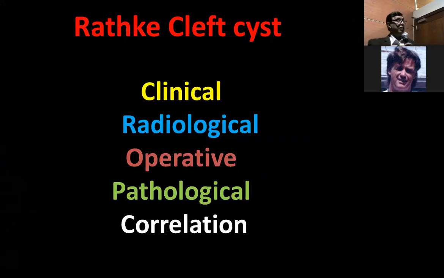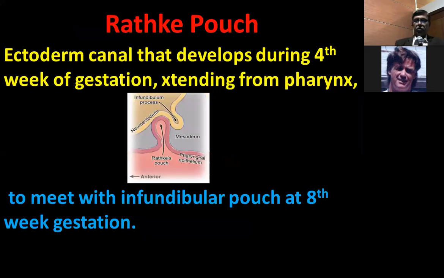Our topic for tonight is the Rathke cleft cyst, and we'll discuss the clinical, radiological, operative, and pathological correlation. So what is Rathke? There is something called Rathke's pouch, a pouch that comes from the pharynx and goes into the forming brain, and this will be met with another pouch coming from the brain itself, from the diencephalon, and they will meet to form the pituitary gland.